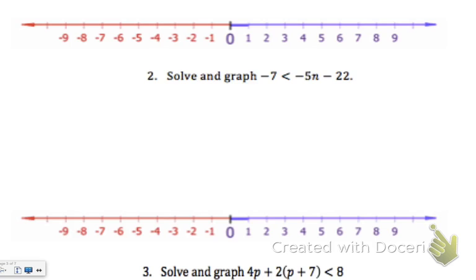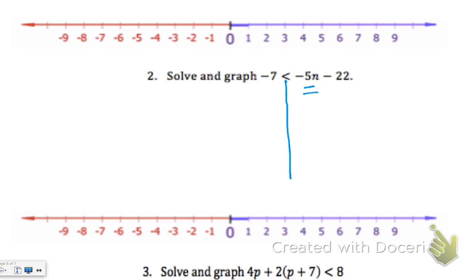Okay, so now we're on example 2, and it's the same idea. Your goal is to get the variable by itself. So let's draw the line going down our inequality symbol to make sure we keep our work organized. And this time we have our variable on the right-hand side. Nothing on the left, so we're going to start by combining our constants.